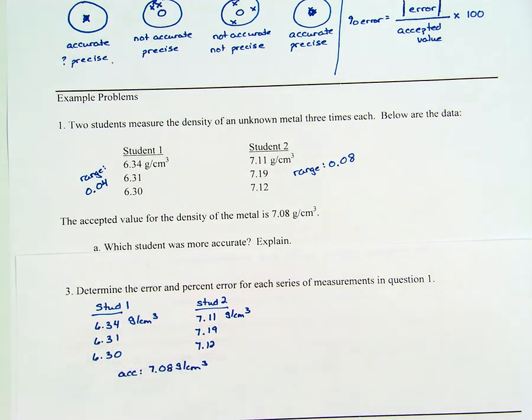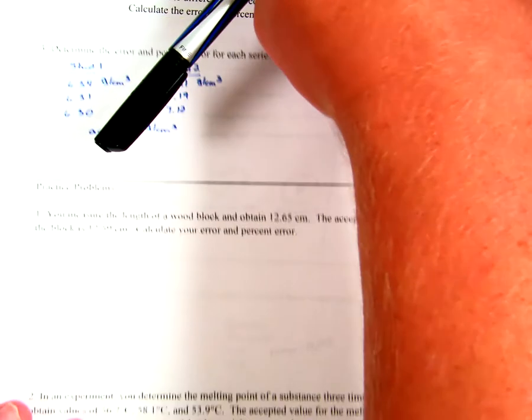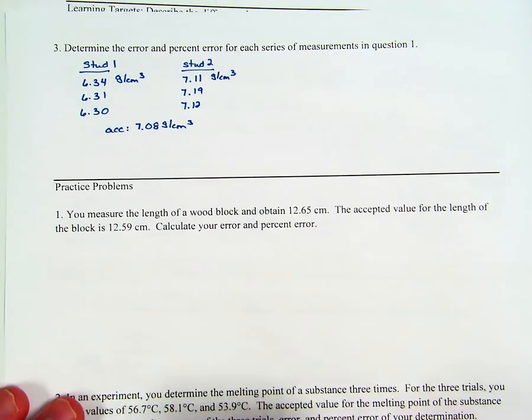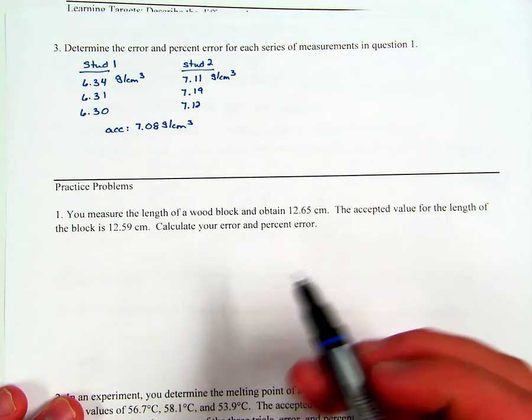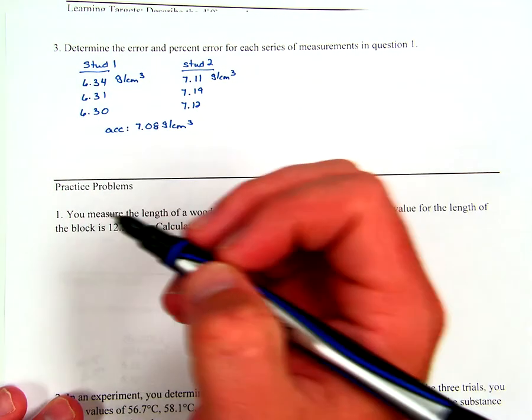So the first thing I would want to do here is find the average of each of these. Recall, we're just going to add up each of the measurements and then divide by the number of measurements that were taken. So for student 1, let's see what we get here.